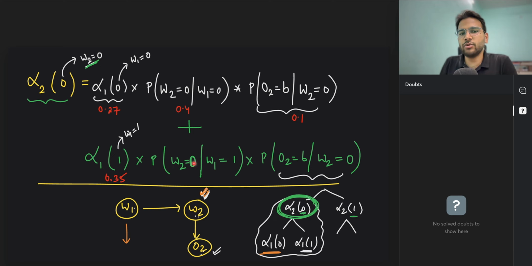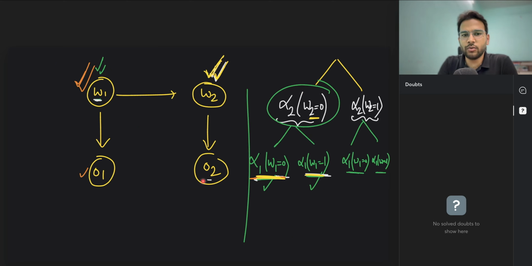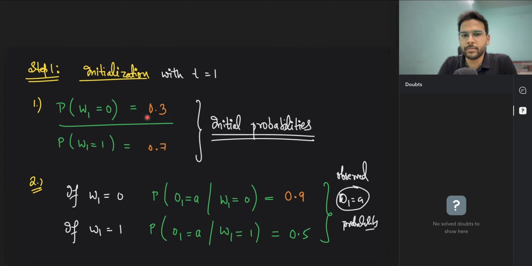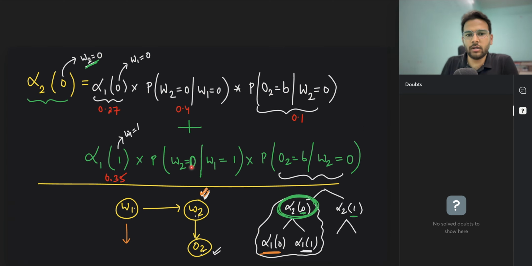Multiply by probability of W2 is equal to 0 given W1 is equal to 1. Come back to here. W2 is equal to 0 given W1 is equal to 1. Can I set it as 0.8? Correct, so it is 0.8. Multiply by probability of O2 is equal to B given W2 is equal to 0. That is the same, 0.1. Is this clear? Do you have any doubt?